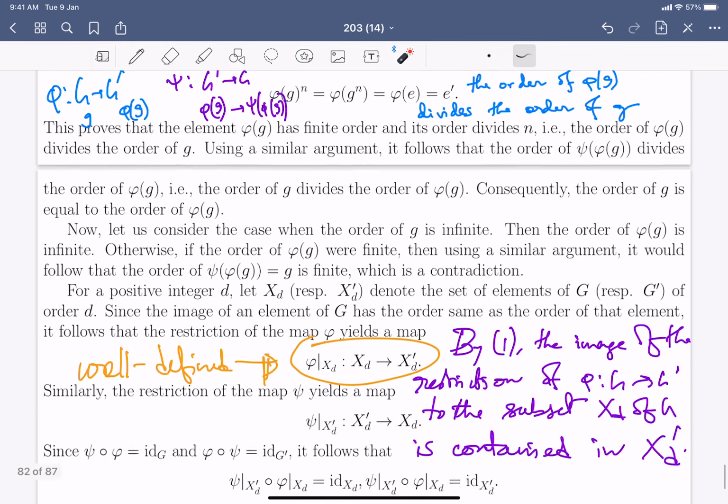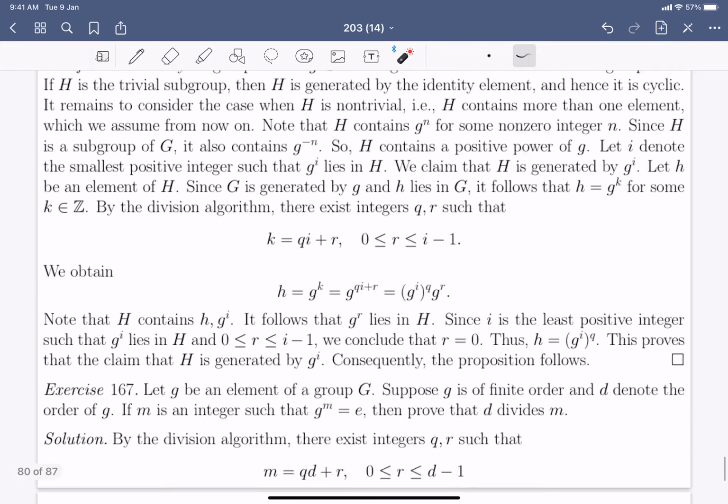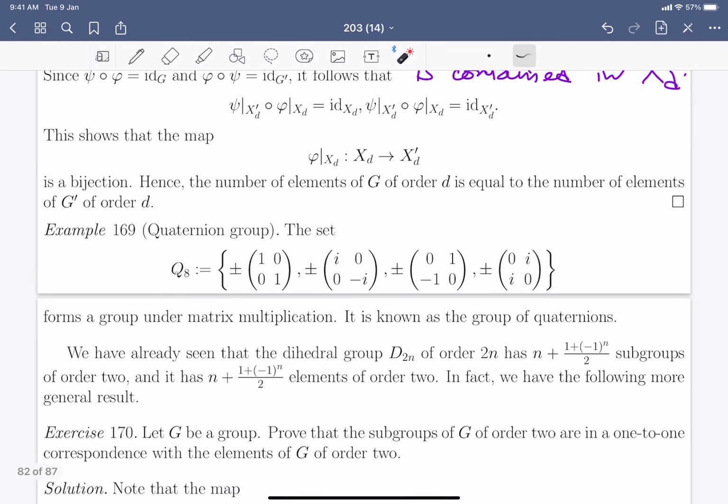Fine. It has been a while that we have been learning certain general notions related to groups, and it has been a couple of weeks that we haven't seen an explicit example of a group. So let's try to learn this example of the quaternion group. I'm not so sure I have introduced it, so let's just discuss it.